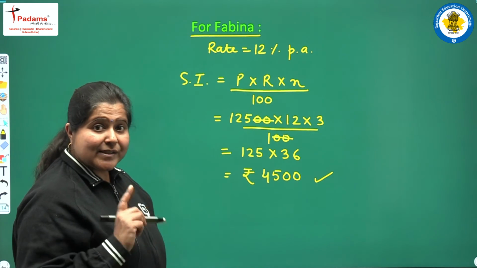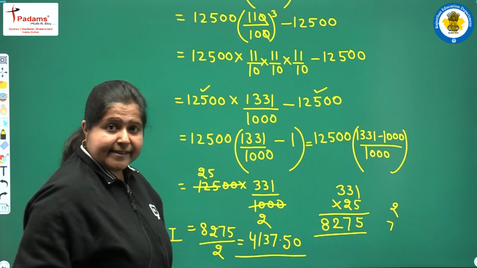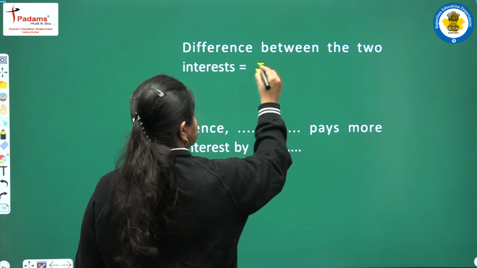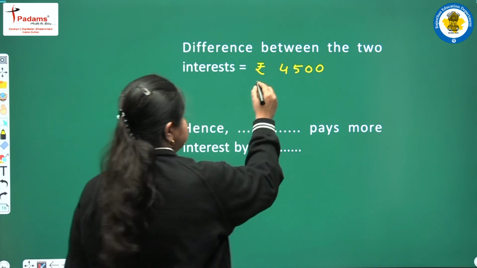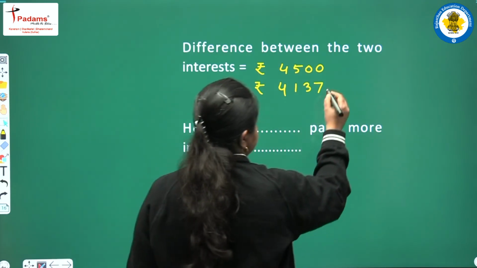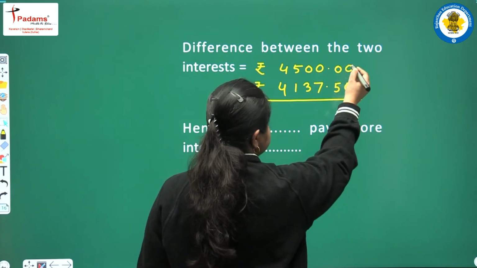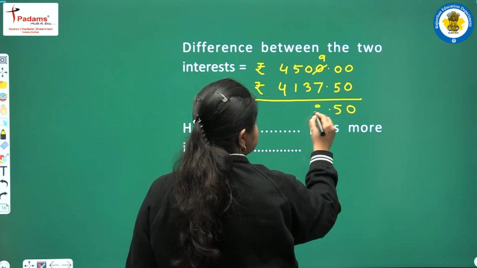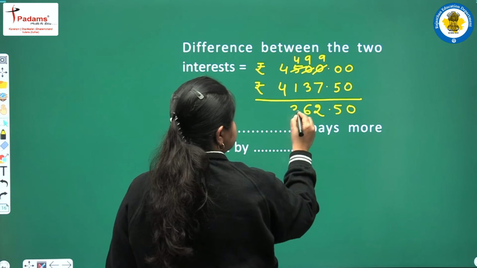तो अब बताइए कि किसको ज़्यादा पेमेंट करना है. ऑब्वियसली आप देखेंगे कि फेबीना का इंटरेस्ट ज़्यादा है राधा के केस से. ठीक है, so we can write here difference between the two interests. ₹4500 ये तो है फेबीना का इंटरेस्ट, और फिर राधा के केस में है 4137.50. अब सब्ट्रैक्ट कैसे करेंगे, यहाँ भी पॉइंट लगाकर 2 0 लिखेंगे और सब्ट्रैक्ट कर लीजिए. ये तो 0 हो गया. 10 minus 5 it will be 5. कैंसिल here. 9 minus 7 it will be 2. Again 9 minus 3 it will be 6. Here we will have 4 minus 1 as 3.